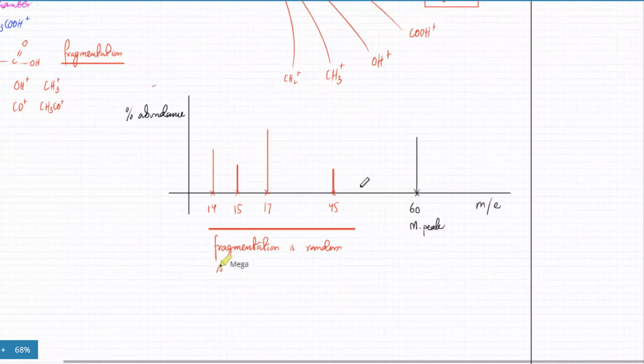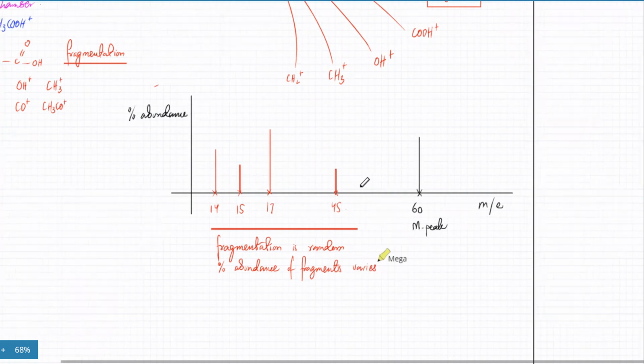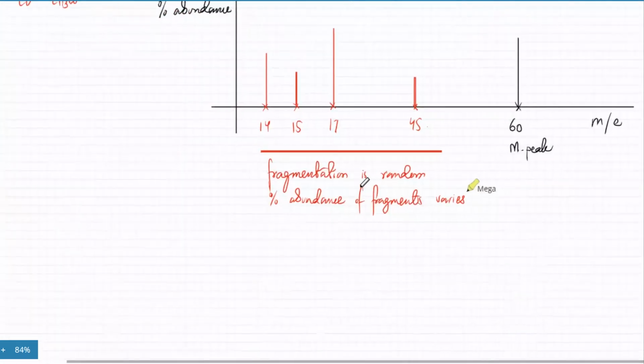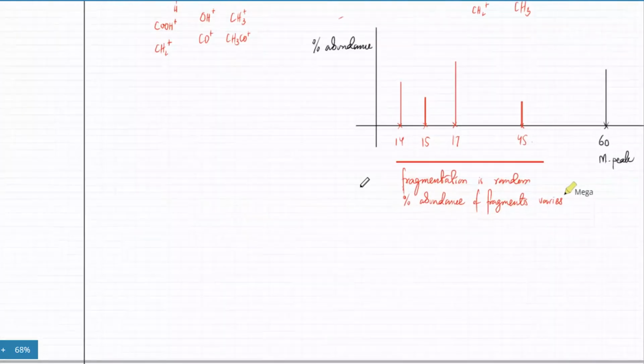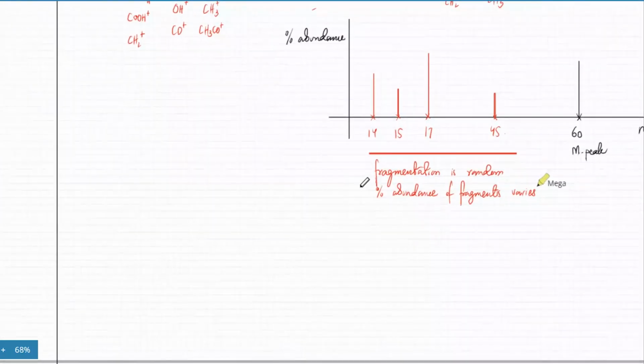So the percentage of fragments, or percentage abundance, like how many fragments are formed, also varies. Now fragmentation, let's focus on fragmentation first. Now we're going to do the reverse. So I have this graph. Fragmentation gives you a very good idea of what this molecule could be.